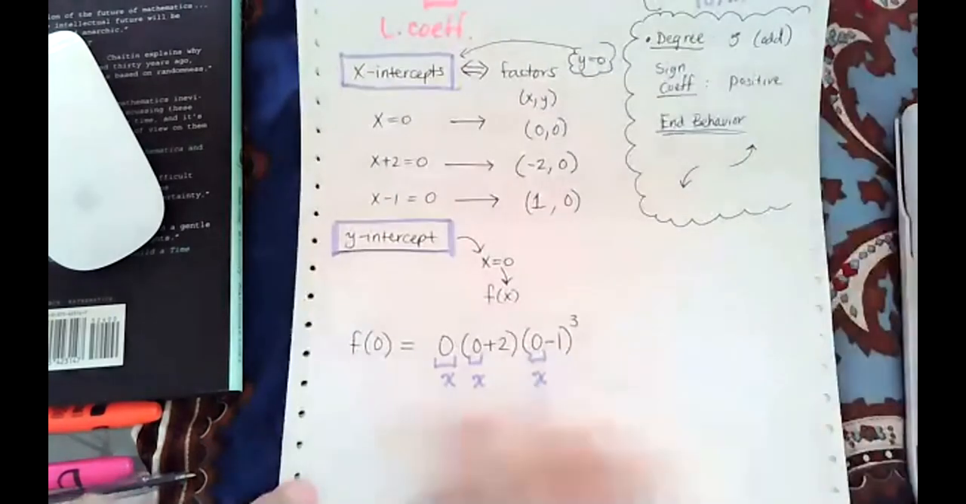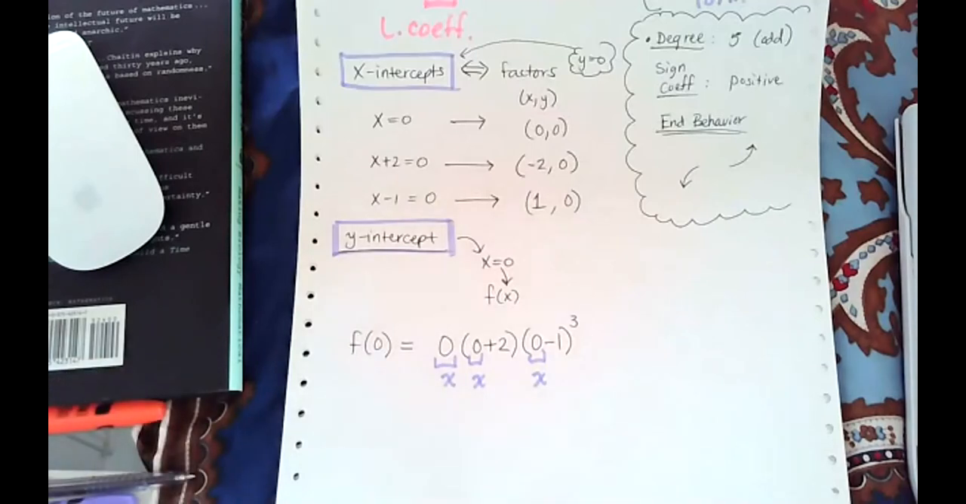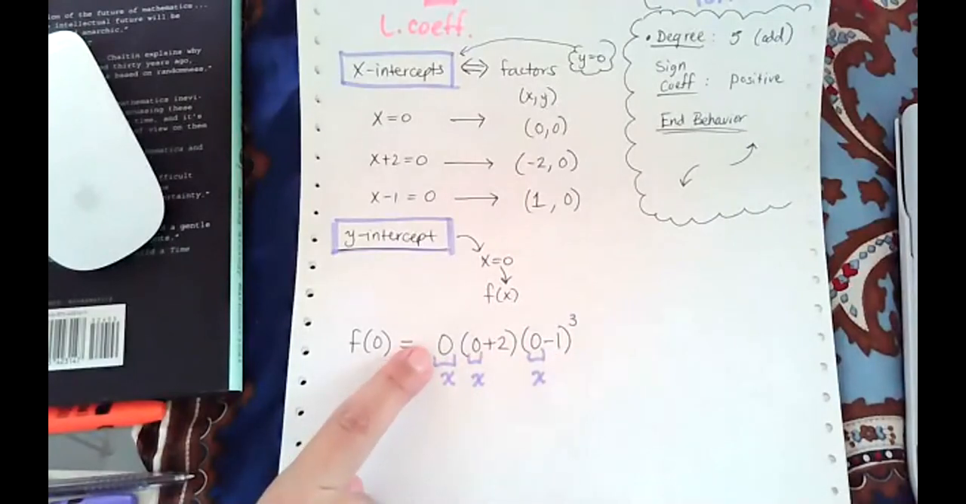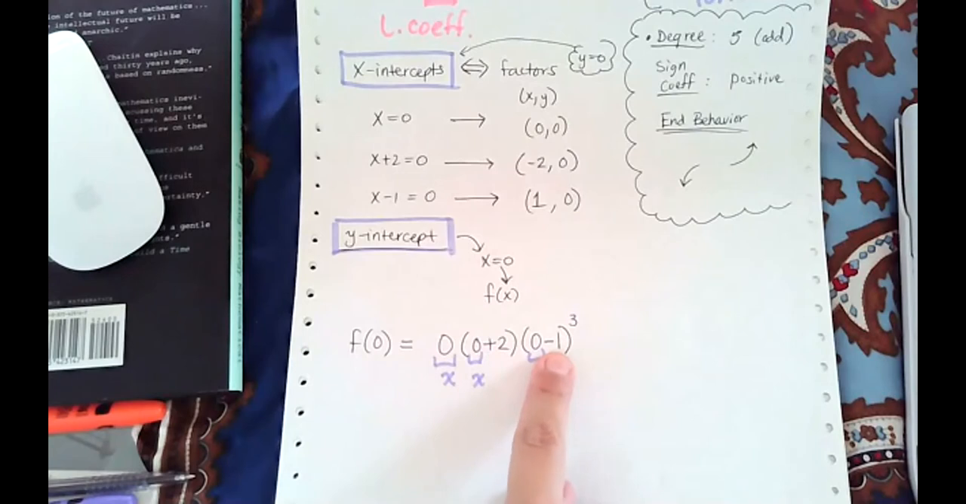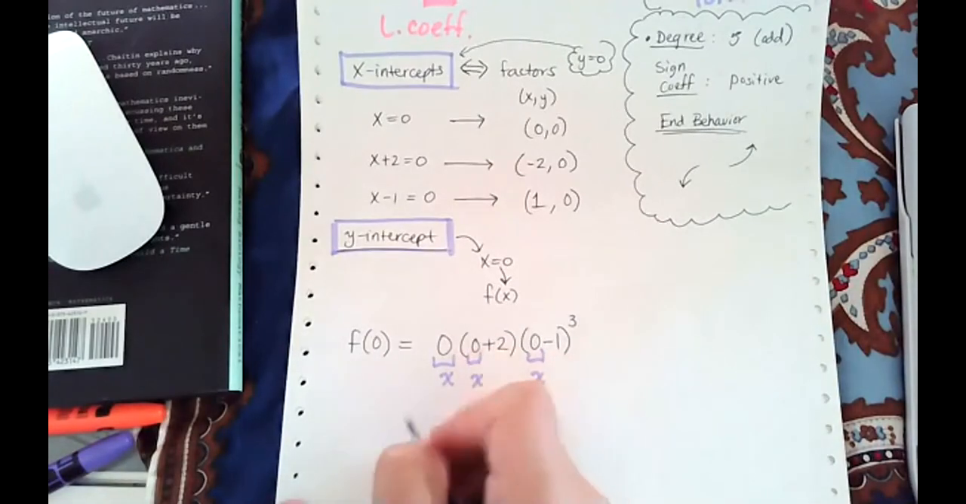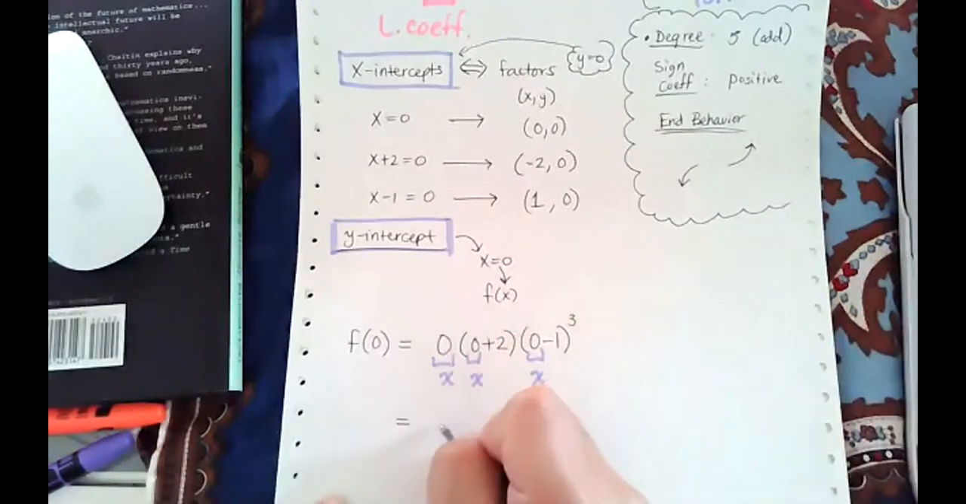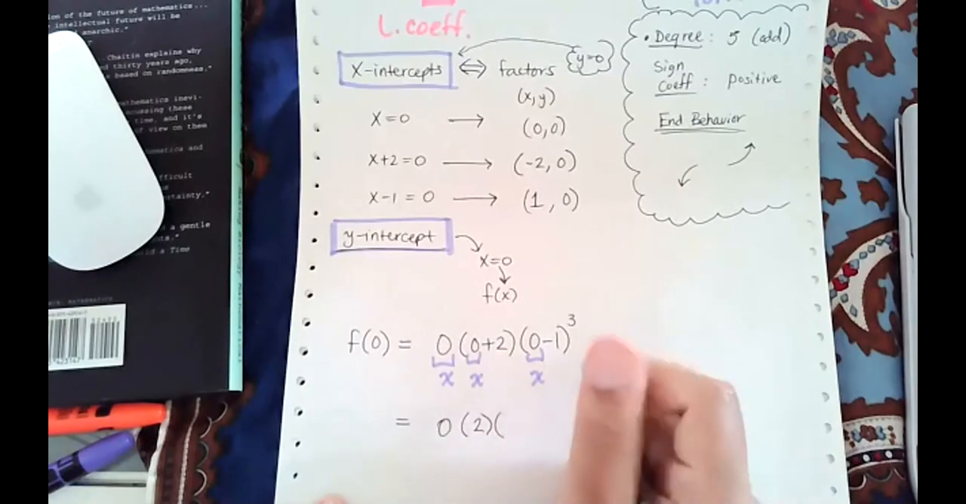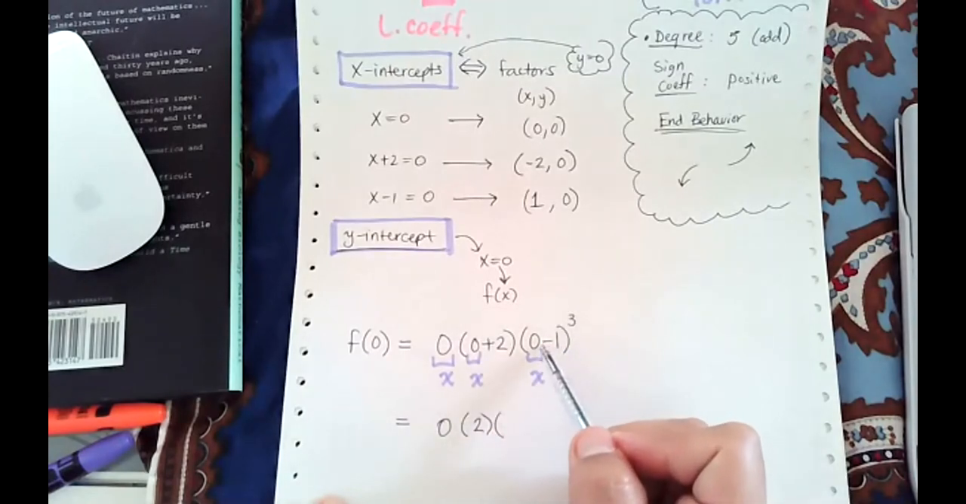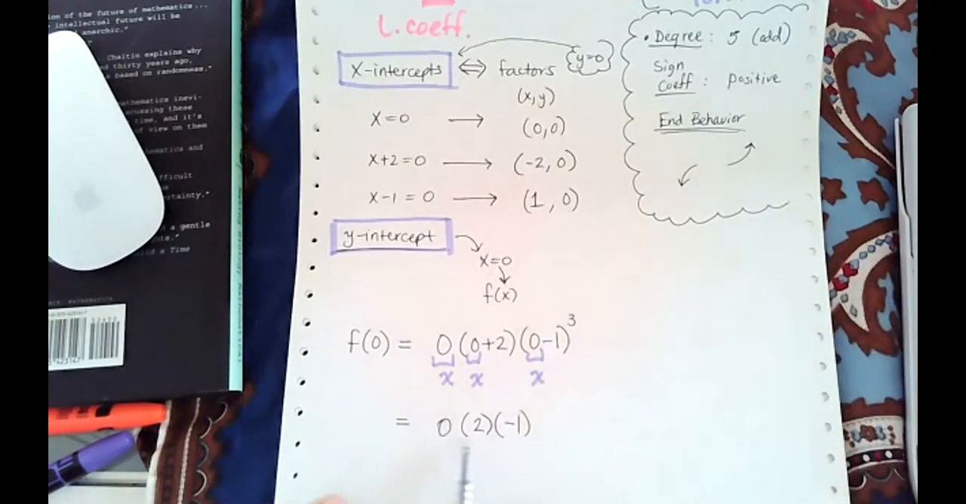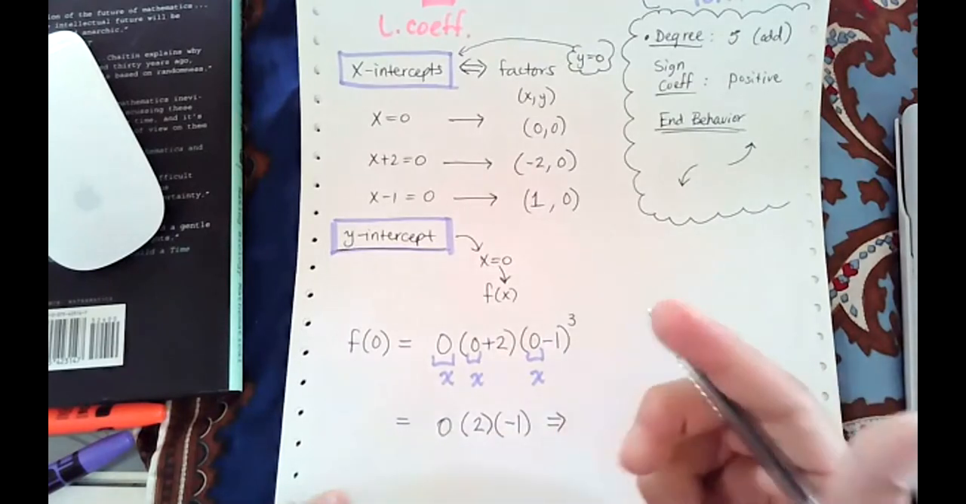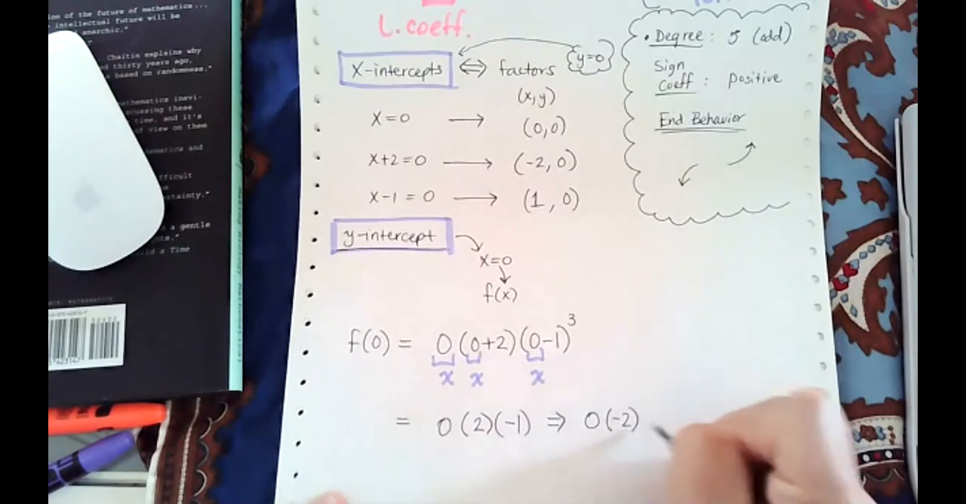And so we just need to simplify this expression. When you plug 0 into a lot of polynomial equations, it turns out to be a really nice and easy multiplication process, because I have 0 times something and 0 times something else. So this first 0 is going to be multiplied by 2, and this is going to be multiplied by -1. Since we're multiplying a 0, I know right off the bat that this value is 0. But if we wanted to simplify step by step, you have 0 times 2 times -1 to the third power, which is still -1. And then 0 times -2, and you still get 0.